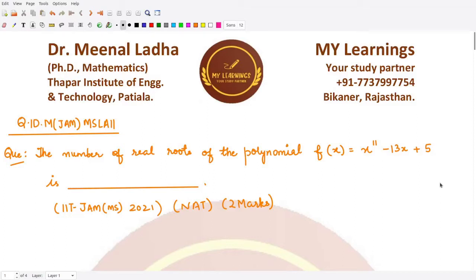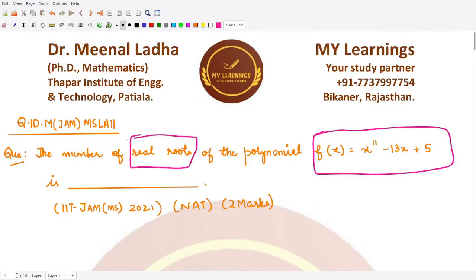In this video, we'll be looking at another question from the IIT-JAM question paper, Mathematical Statistics, and the subject is linear algebra. So here we are to solve this question. They are asking the number of real roots for this polynomial. This polynomial is given to us. For this polynomial, how many real roots would be there? So this is the question, right?